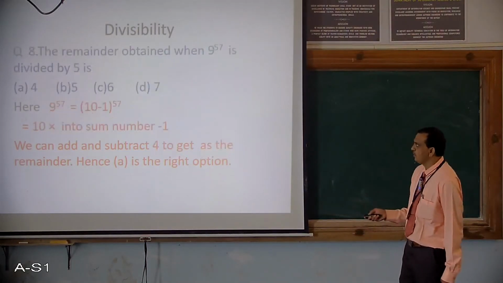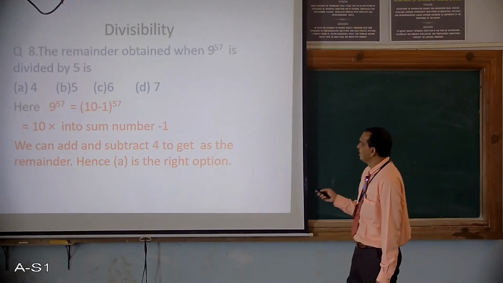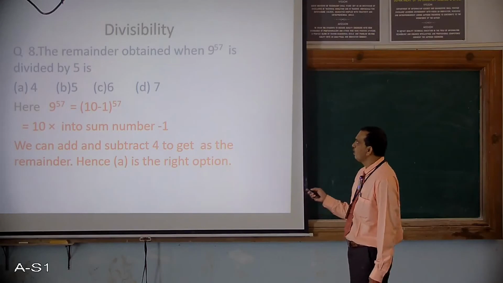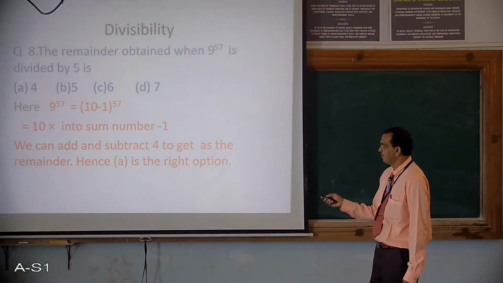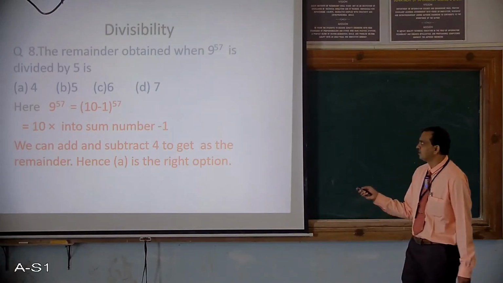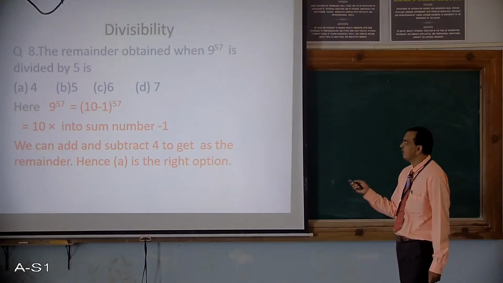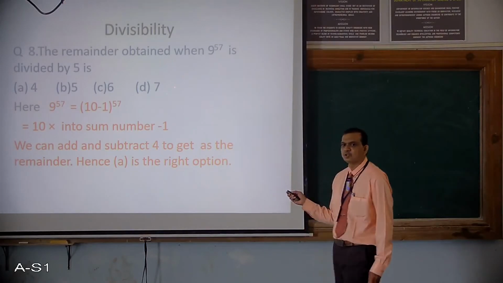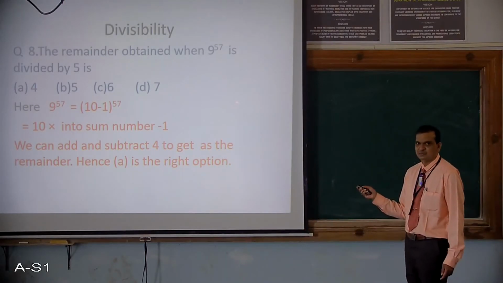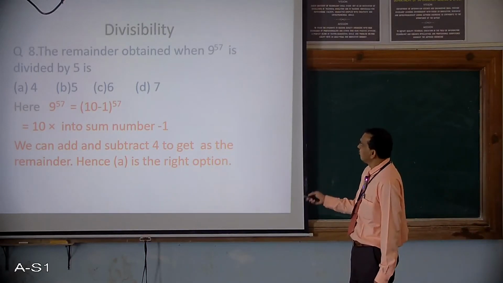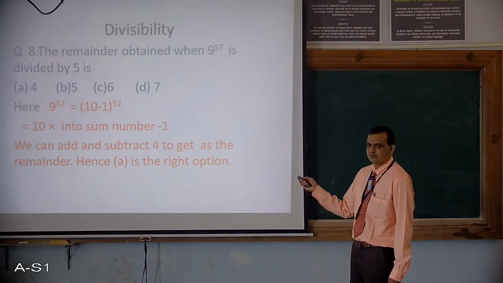The next example is also very similar. The remainder obtained when 9 raised to 57 is divided by 5. So now see, the numbers 5 and 9 are there. You have to immediately think about the relation between 9 and 5, one less. Whenever something is divisible by 5, it is divisible by 10 also. So immediately when you look at 9, 10 should come to your mind. Don't think about 5. Simple. It can be applied for any pair of numbers. 9 is very close to 5 in that sense because it is 5 into 2 minus 1.